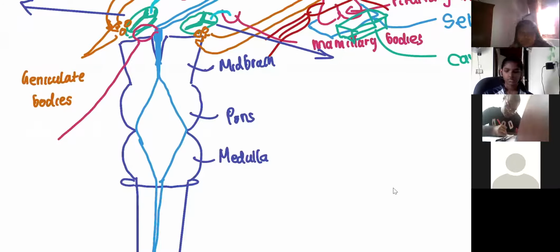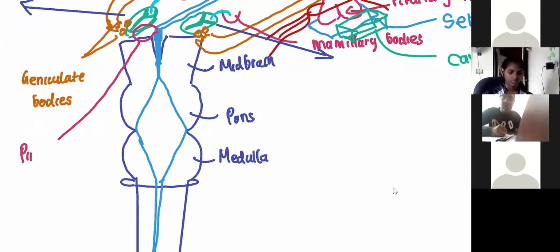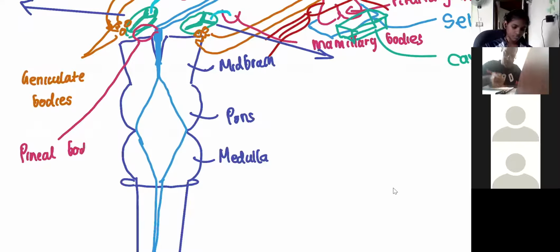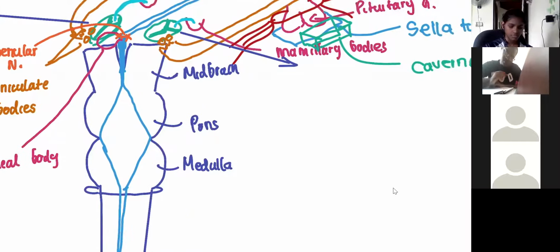Pineal. Yes, the pineal body. And two more nuclei called the habenular nuclei on either side of the third ventricle, and there's a habenular commissure. Between them there is a tract of white matter. It is called the habenular commissure.